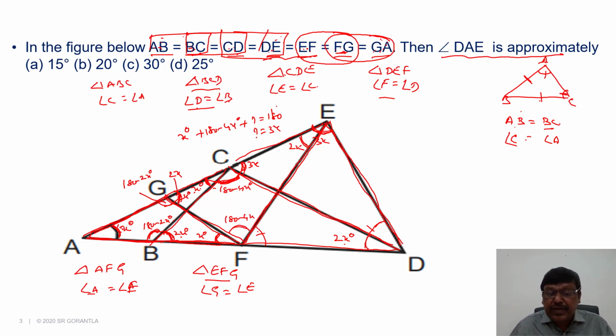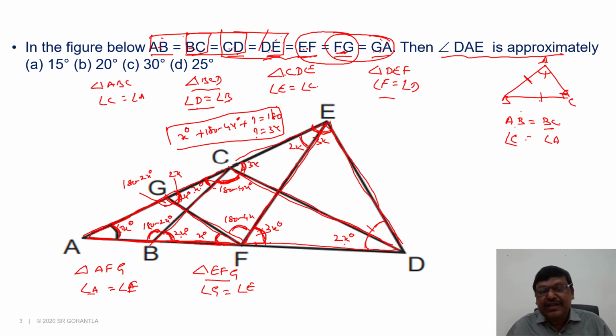This is 180 minus 4x, so what should this be? The total is 180. So if it is x and 180 minus 4x, this should be 3x, because it's a straight line, total should be 180. This is 3x there. Now coming back to this triangle DEF. DE equals EF means, as we discussed, angle F equals angle D. Now I know angle F is 3x, so this entire angle D is 3x. Now this is x we know, and this portion is 2x, but this entire thing we got 3x.